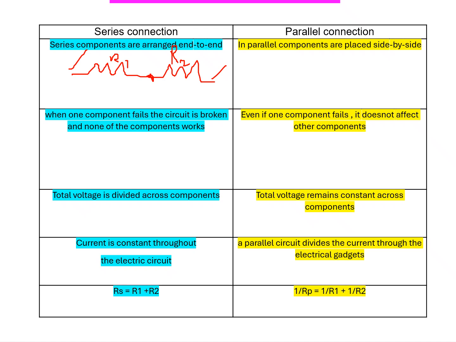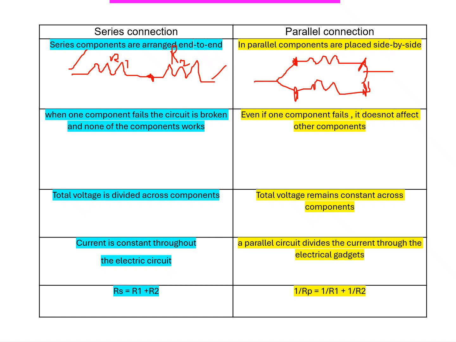Now in parallel connection, both the ends are connected to both the ends. Suppose this is one resistor and this is another resistor. So you can see here, this end is connected to one end of the second resistor, and the other end of first resistor is also connected to the other end of second resistor. So in this way it is parallel.